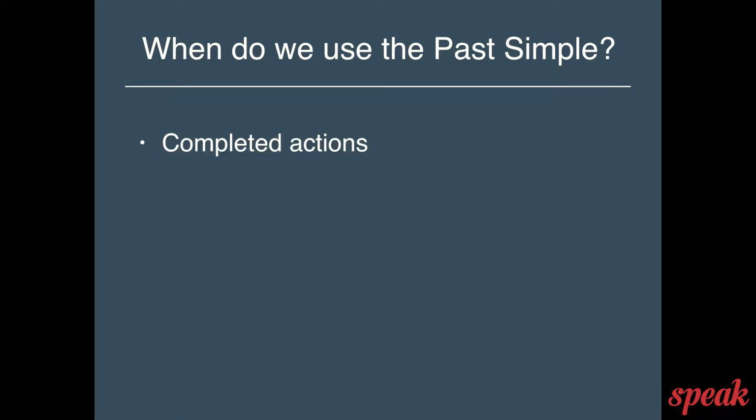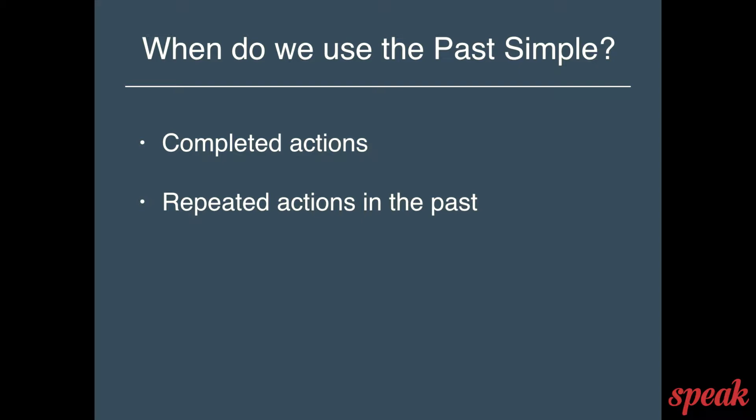Alright, so let's look at the different reasons and when do we use the past simple. Okay, we use the past simple for completed actions. Completed actions means something which is in the past and it is finished. It's an action which is 100% finished. For example, yesterday I bought a new pair of shoes. This action, the action of buying, is completely finished. It's completed.